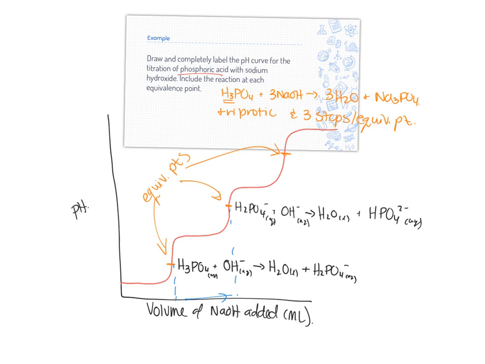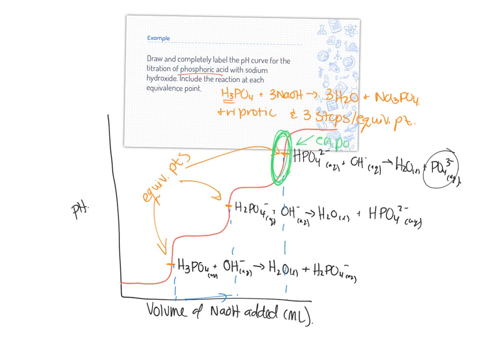Last step. The only thing remaining in my sample that's acidic is HPO4 2 minus. So it reacts with 1 more OH minus. So we've added, again, 3 times as much OH. And we're going to be left with water and PO4 3 minus. It cannot continue to react because there are no more acid molecules. This will be our end point, because the acid is completely neutralized.